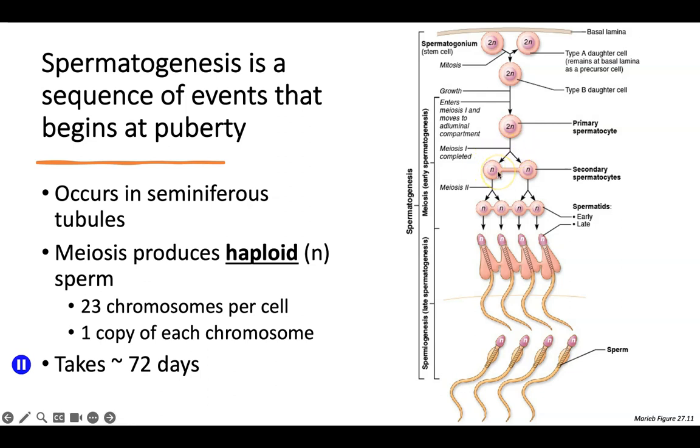This is because eventually we're going to want fertilization to occur. And so one set of chromosomes from this sperm and one set from the egg are going to combine to form the new zygote. And so we want each of these to have just one set. So the sperm has one set of chromosomes rather than two complete sets. This process takes about 72 days. So 72 days to produce mature sperm through this process of spermatogenesis.